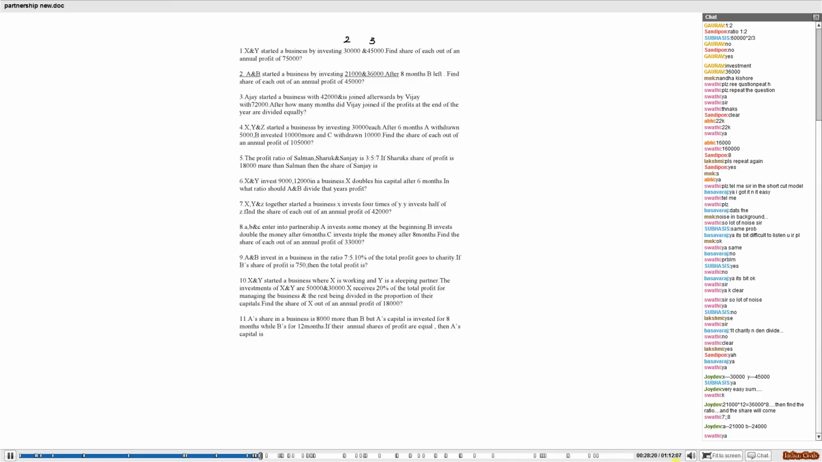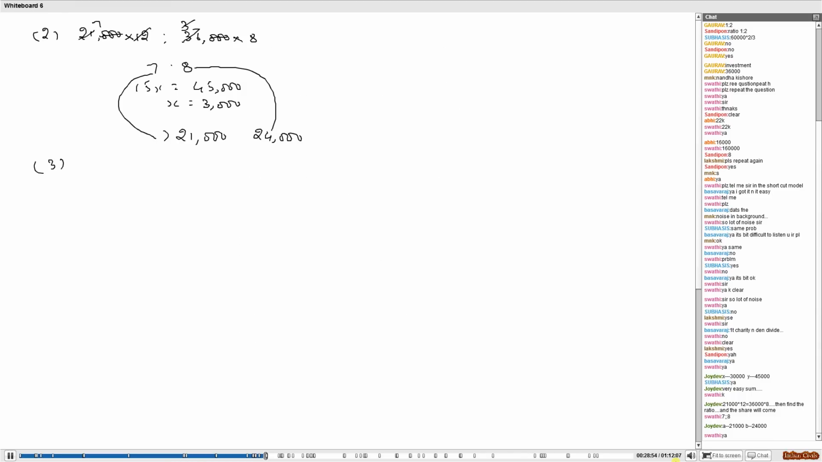So now look at the third question. Ajay started a business with 42,000 rupees and is joined afterwards by Vijay with 72,000 rupees. After how many months did Vijay join, if the profits at the end of the year are divided equally? Solve the third question. Look, in these problems, if the profit is divided equally, we know that profit is equal to investment into time. If the profit is divided equally, you can take I1 T1 is equal to I2 T2. Now solve the question and tell me the answer.